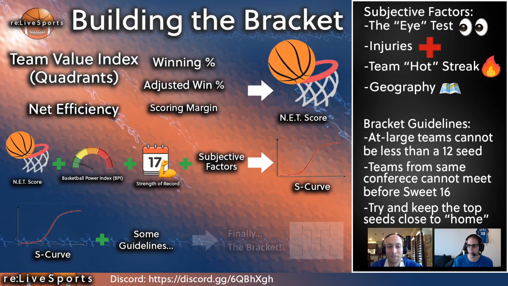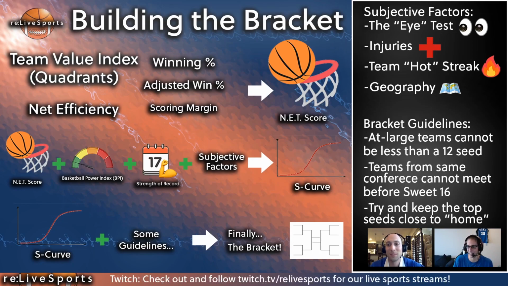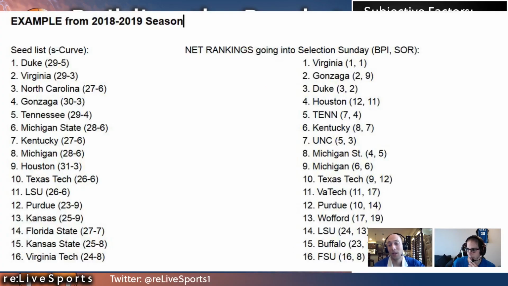And then finally, you get a bracket. Finally, you get a bracket, and then the committee will publish once they finalize that seed curve and then put it into the bracket, that's what they publish. Right. And we actually have an example from last year that we're going to show you.